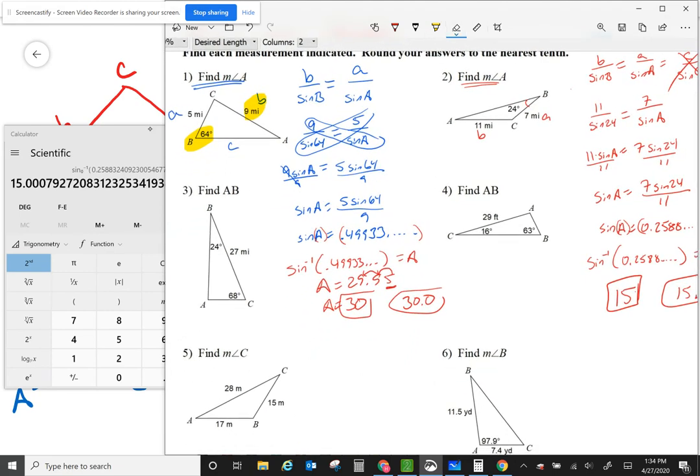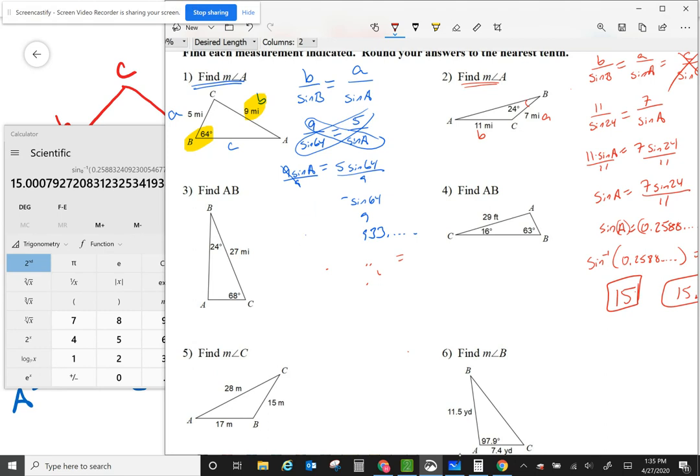All right, let's take a look. Let me erase all this for space purposes. Let's take a look at example 3. Let me see what I have.